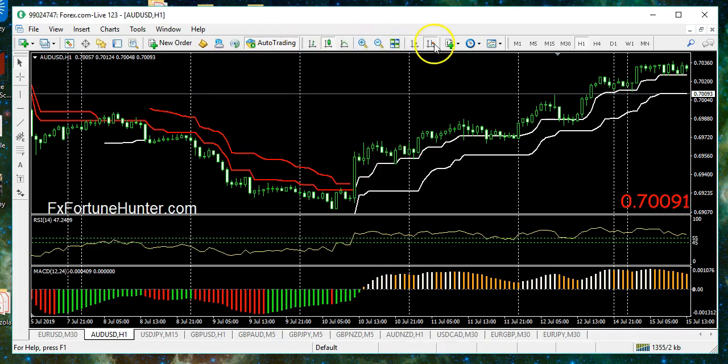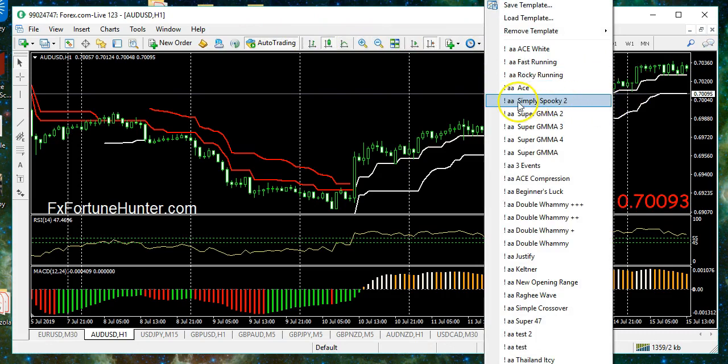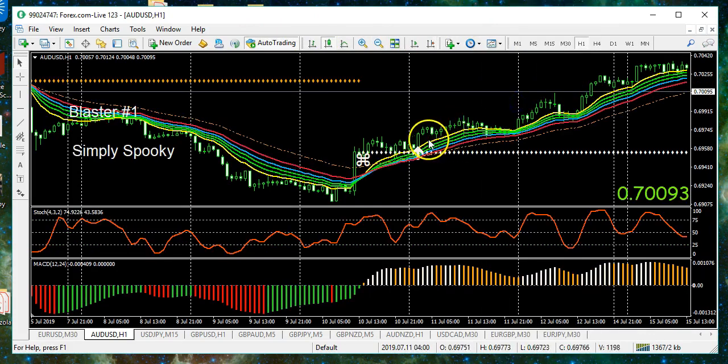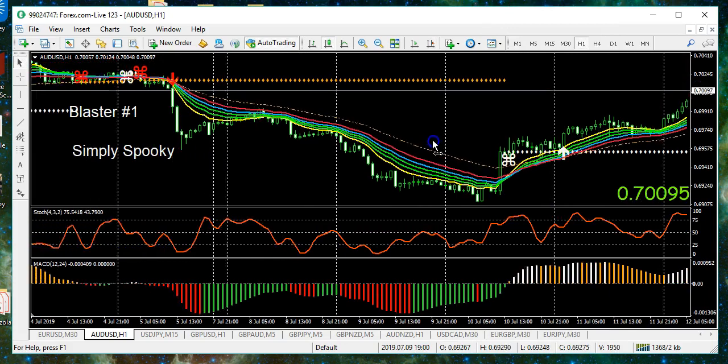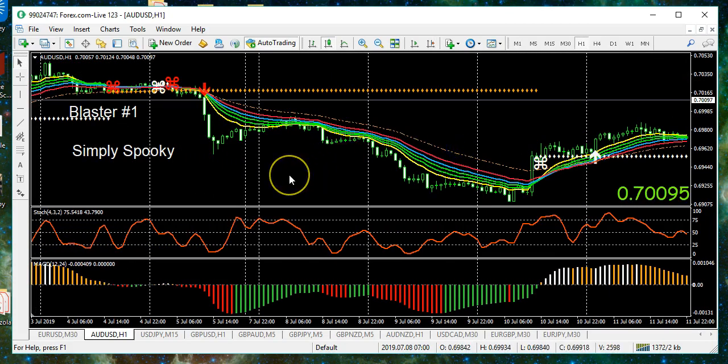Now, let's just double check here and see how well our other template did in this case. I've made a few modifications. I'm calling this simply spooky here. It's just an iteration of the same thing we've had with our GMMA template. Here was our Friday, and you can see we had a significant drop on that Friday, the 5th of July. This was the arrow that signified that our moving averages had fallen below the Zeelander signal line. We pulled back into the bands on Monday. This is a great trade opportunity right here.